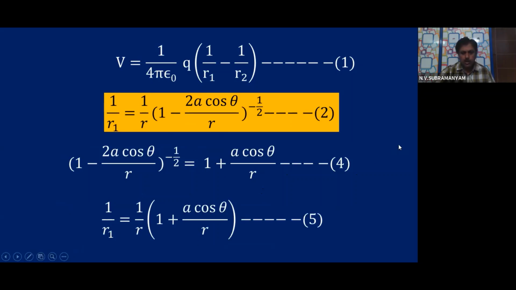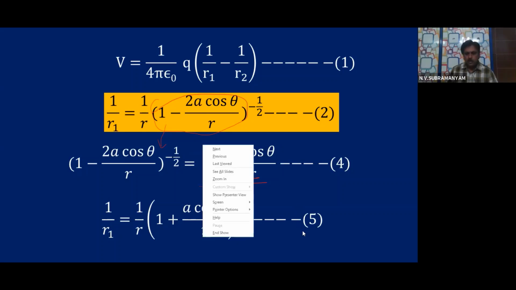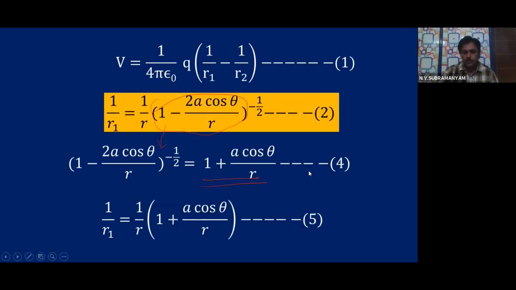This value, how much you got? This value is what we calculated here. Yes or not? Then this value you substitute here. So we will get 1 by r1 is equal to 1 by r into 1 plus a cos theta by r. Okay, let us call that equation number 5.